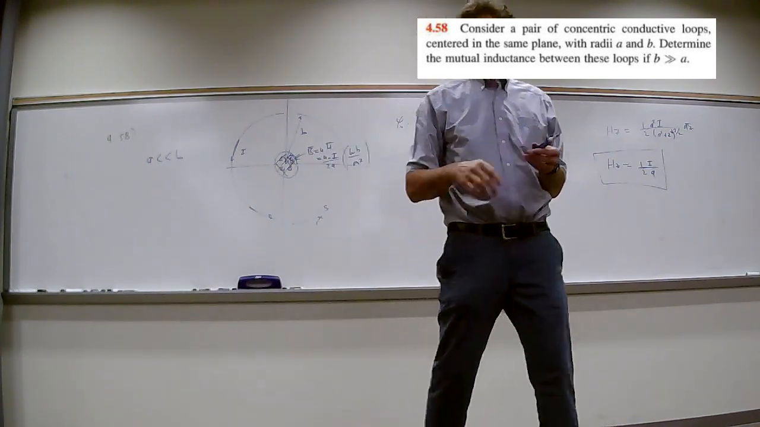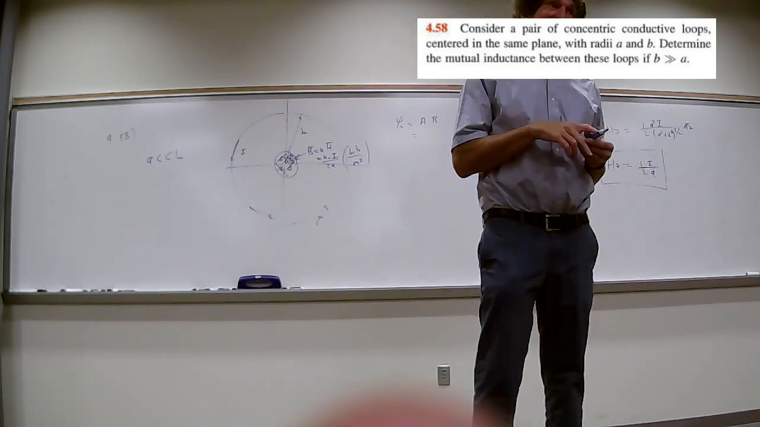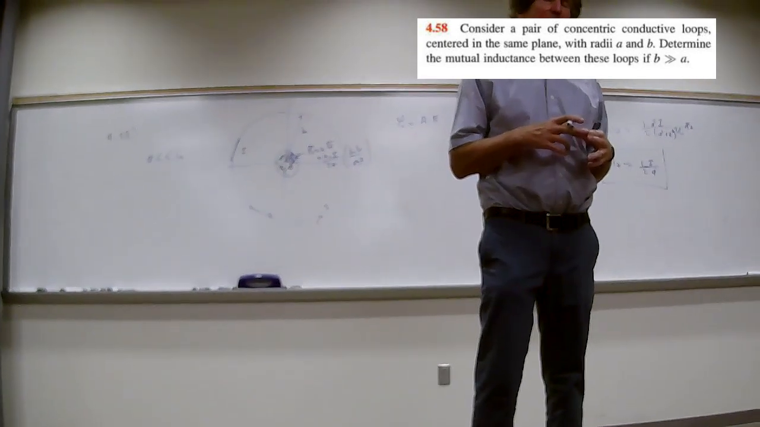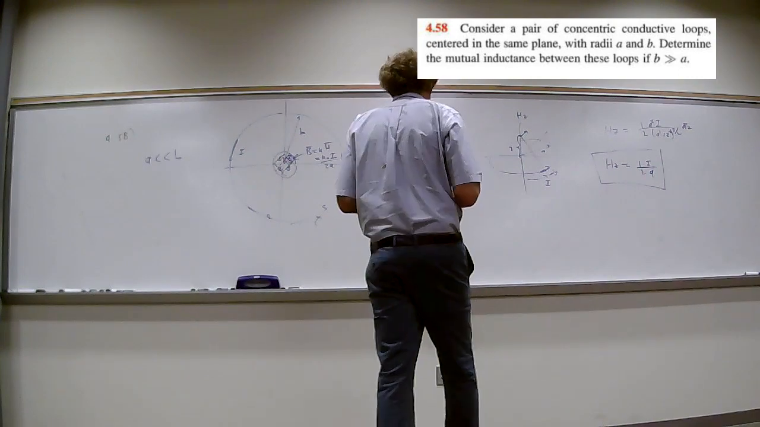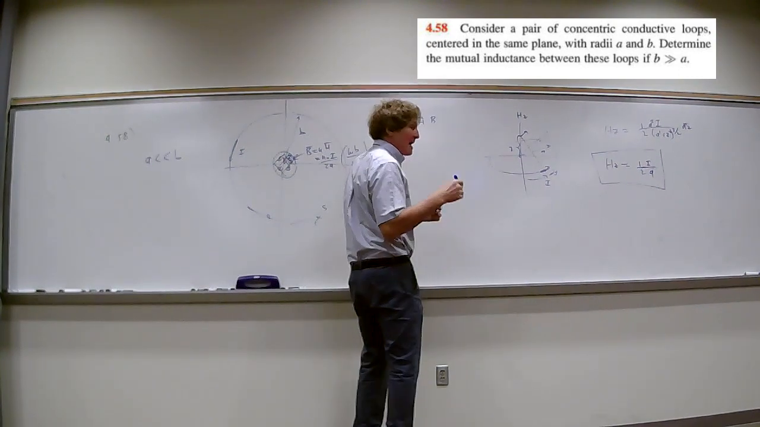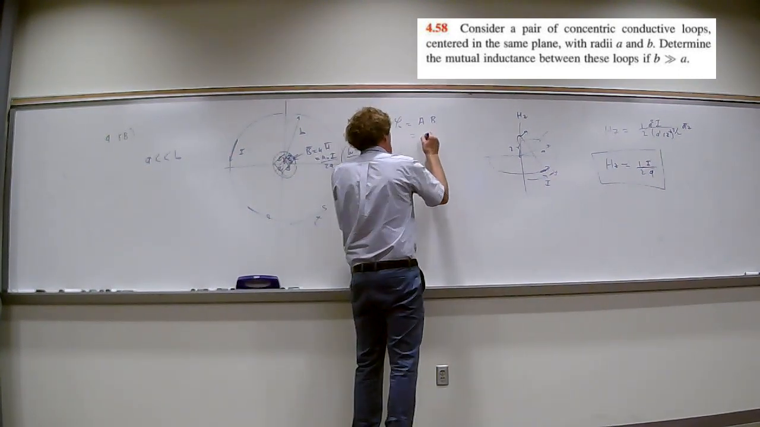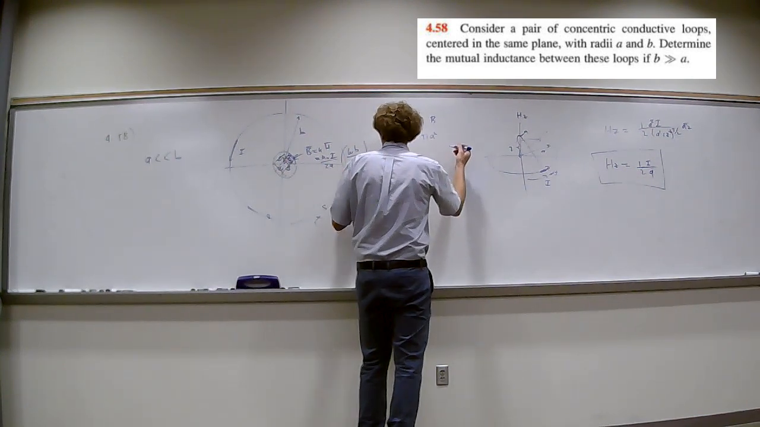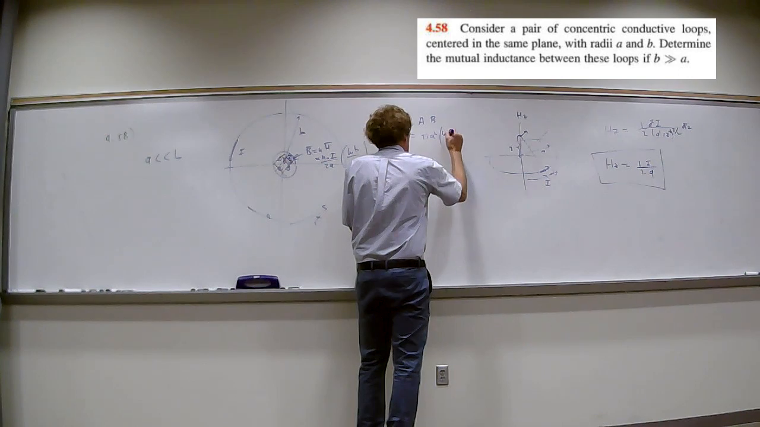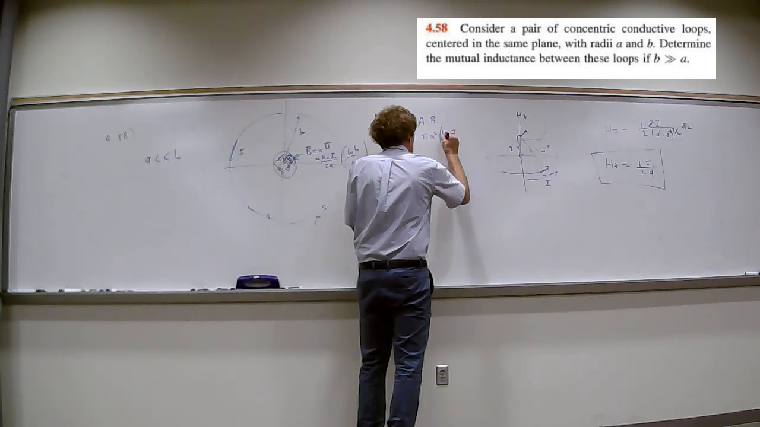Anyway, what's the area of something of radius A? Cross section. Pi A squared, right? Make sure you know this. I'm trying to make sure you know. You have to know these. So it's going to be pi A squared times the B field, which is mu 0 I over 2A.